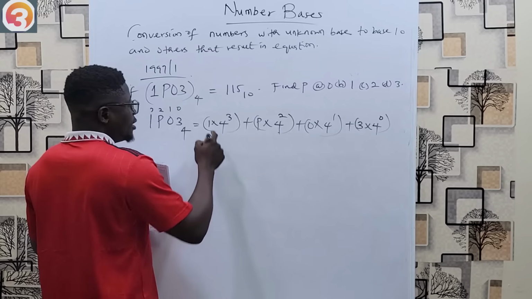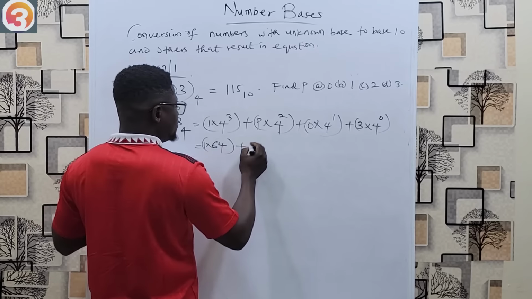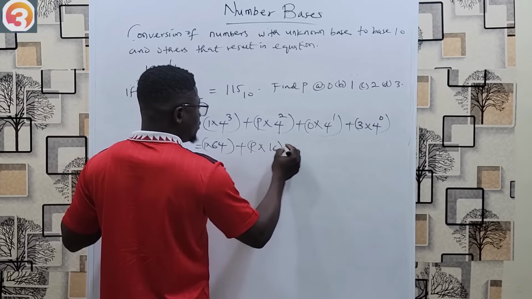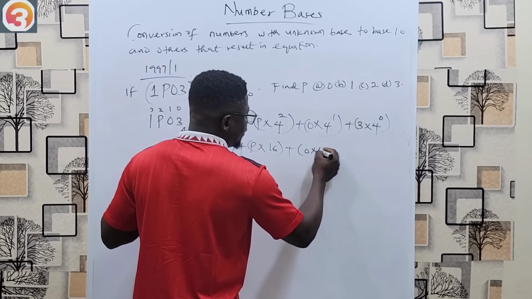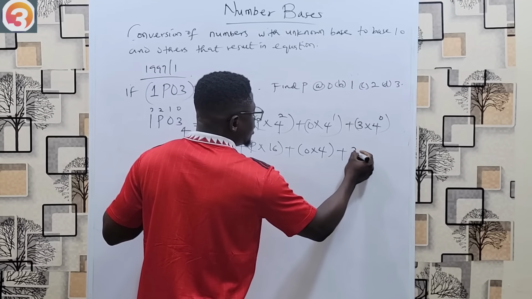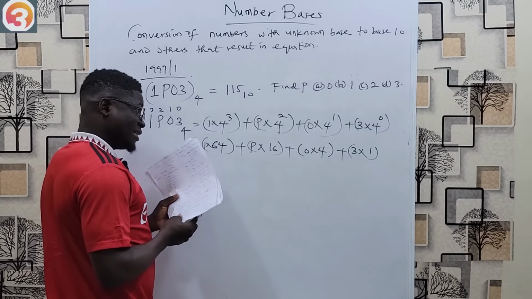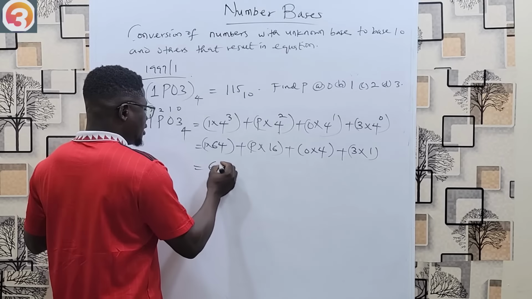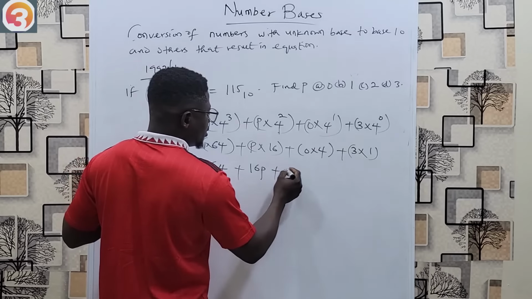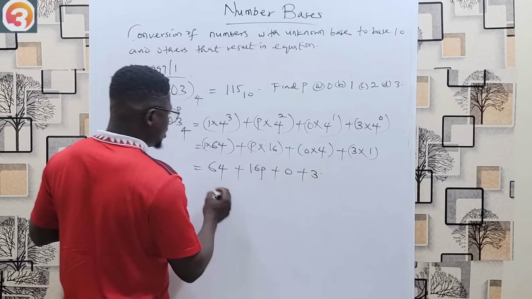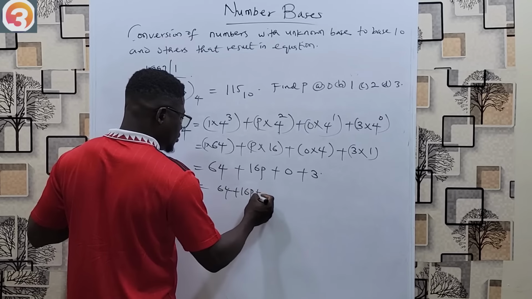So 4 raised to power 3 is 64. That's 1 times 64, plus P times 16, plus 0 times 4 raised to power 1, which is 4, plus 3 times 4 raised to power 0, which is 1. We are getting faster now because we already understand what all those things mean. So I'm going to have 64 plus 16P plus 0 plus 3.